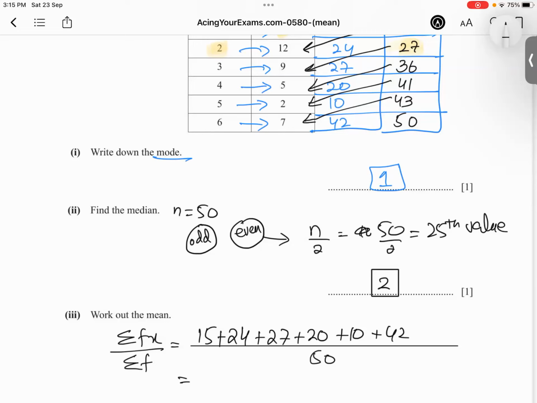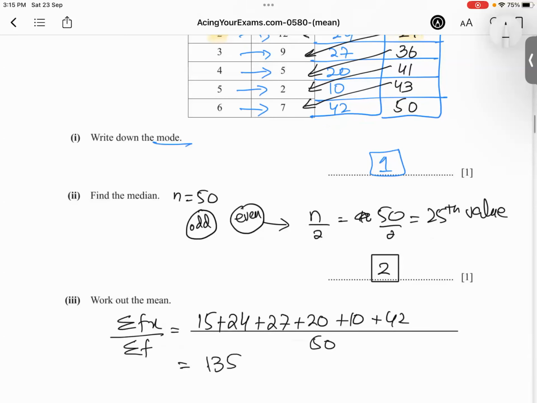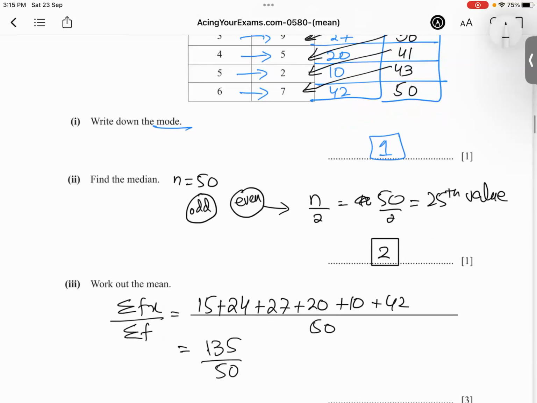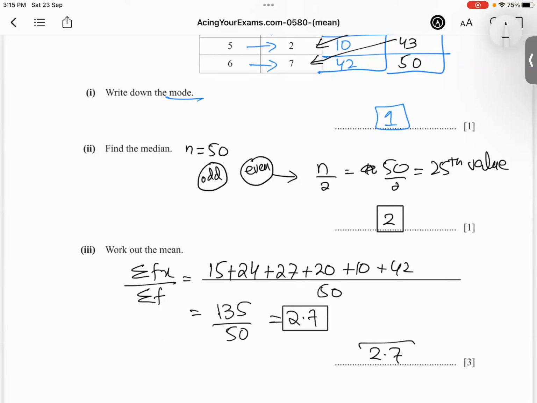Are you sure, everybody, that it's 100? I don't think so. 15 plus 24 plus 27 plus 20 plus 10 plus 42. But it's 135 divided by 50. Divided by 50, so the answer is 2.7 is the mean mark. So 2.7 is the answer. Please be careful with the calculations.